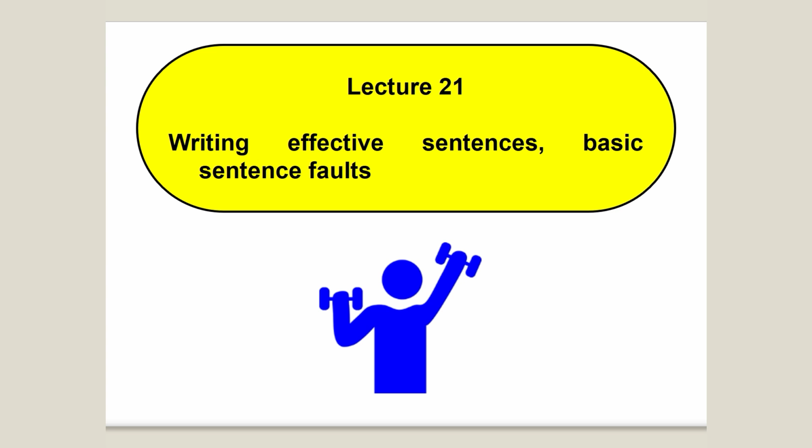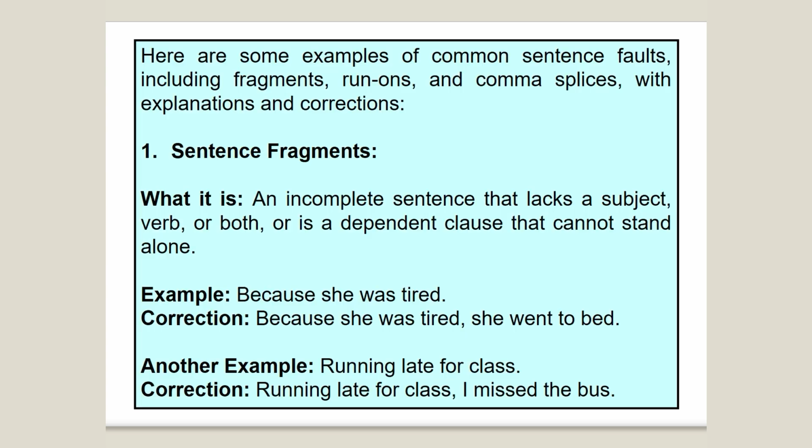So let's understand what the different sentence fragments are and what common faults we can make while making sentences. Here we would like to shed light on this particular topic. Here are some examples of common sentence faults, including fragments, run-ons, and comma splices, with explanations and corrections.